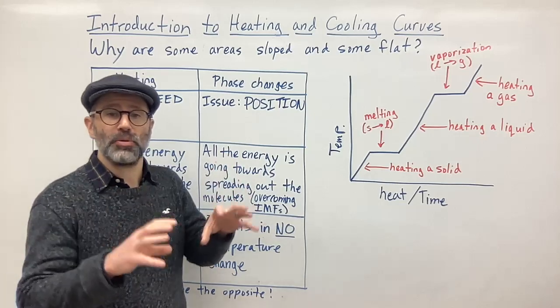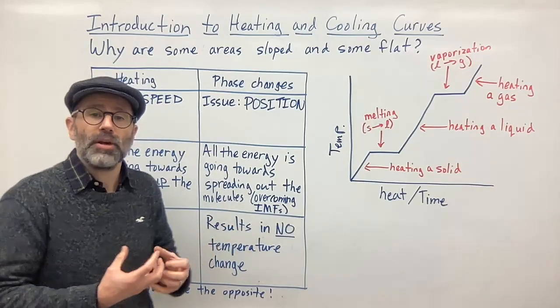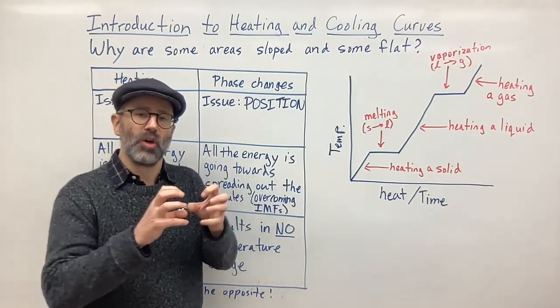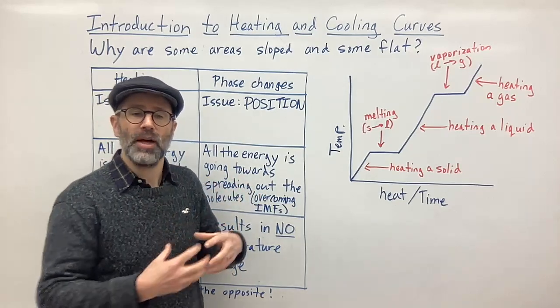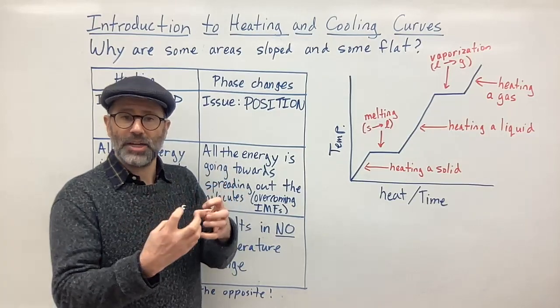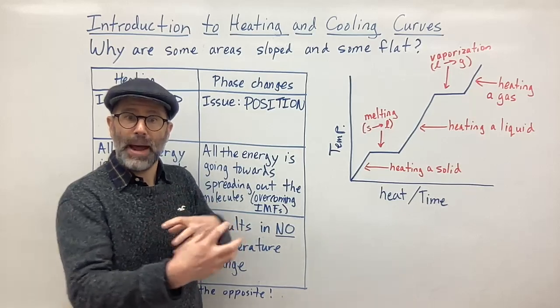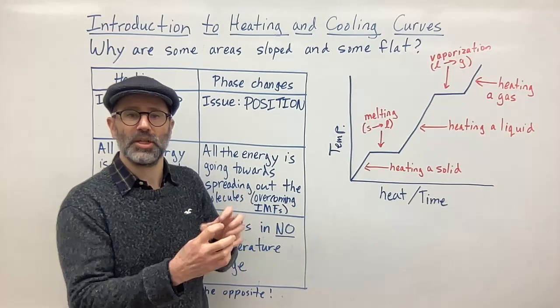The more energy you put in, the faster and faster they vibrate, until you get to the point where they vibrate so fast that they start to dislodge from each other. They start to overcome those attractive forces. If this was an ice cube, then the water molecules start to overcome the hydrogen bonding that's holding them together, and then they can start to move past each other. That's what's happening during melting.